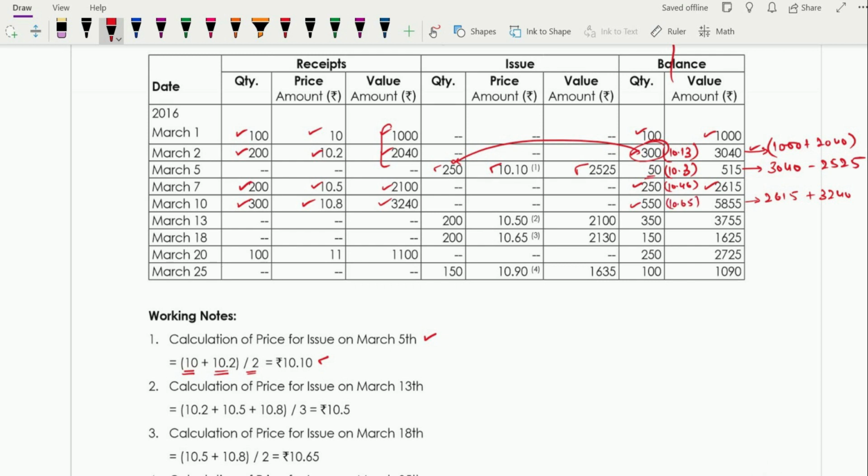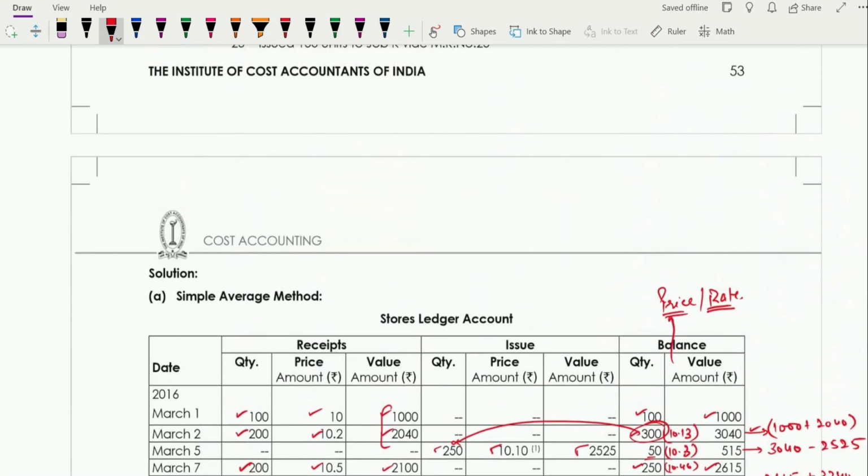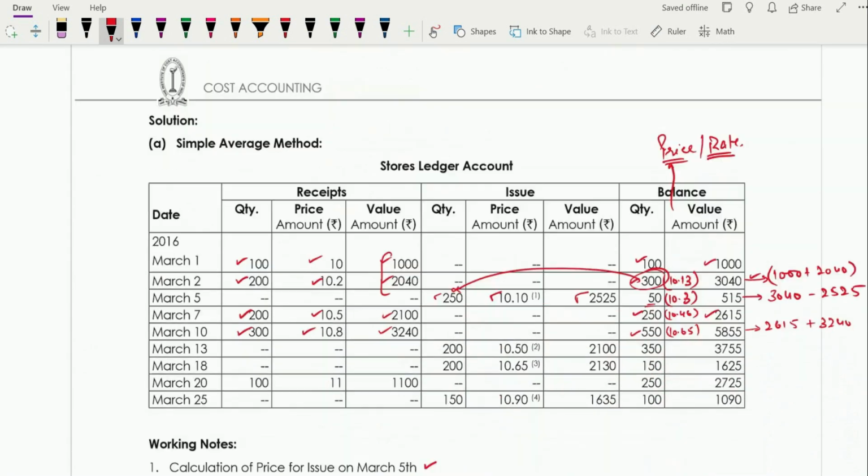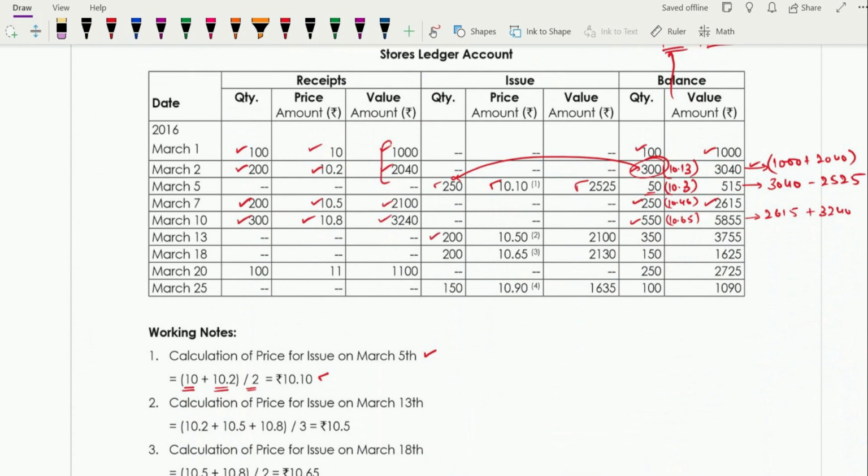10.65, right? Now, the next one. What happens next is on March 13, they have issued 200 units to job Y, vide MRN number 15. Now they have issued 200 units, right? Now, how to calculate the rate?